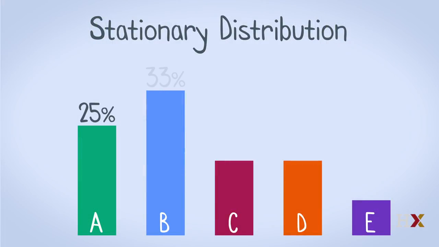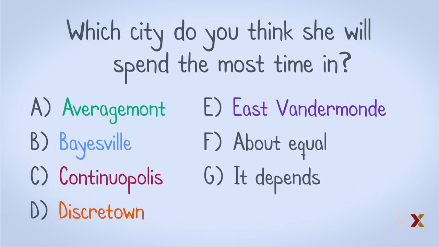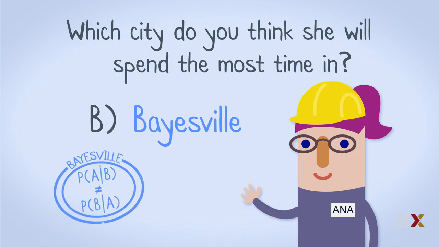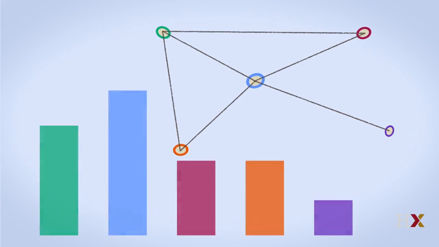It turns out that the percentage of time Anna spends in a city is proportional to its number of connections. For example, Bayesville has 4 connections and East Vandermond only has 1. So Anna visits Bayesville 4 times as often as East Vandermond in the long run. The network structure is the key to determining the stationary distribution.